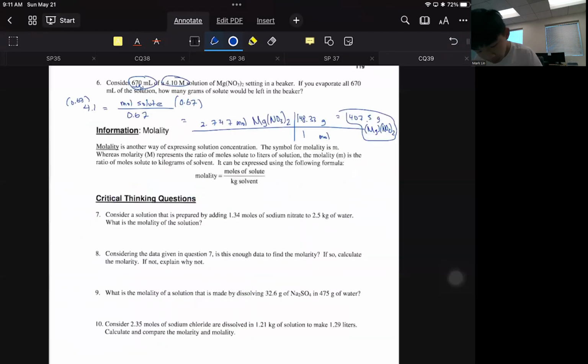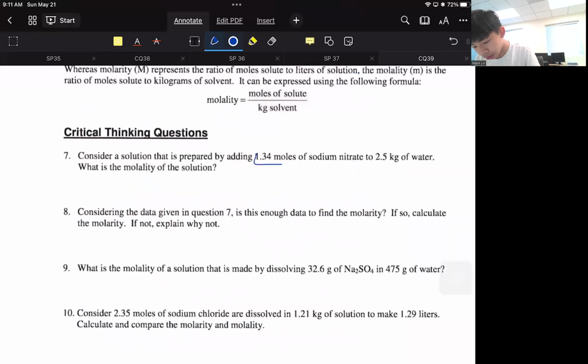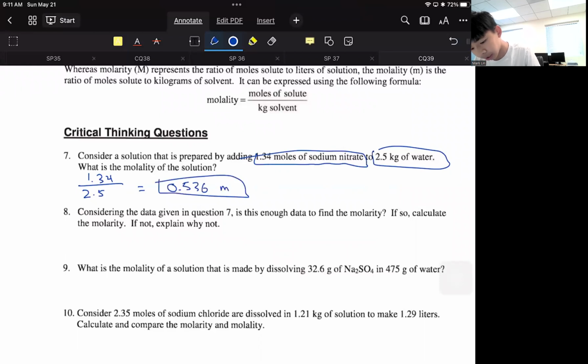Okay, moving on. Number 7, consider a solution that's prepared by adding 1.34 moles of sodium nitrate to 2.5 kilograms of water. What is the molality of the solution? Right, so this is just plug and chug. We have our moles of solute, 1.34, over our kilograms of solvent, 2.5. Divide this out, you can get 0.536 small m, molality.